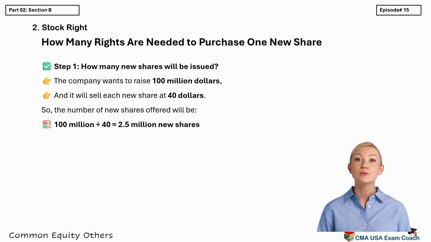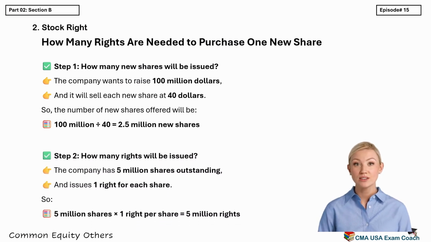Next, how many rights will be issued in total? Remember, each existing shareholder receives one right for every share they already hold. Since the company currently has 5 million shares outstanding, that means 5 million shares times 1 right per share equals 5 million rights issued. So now, there are 5 million rights distributed among shareholders.